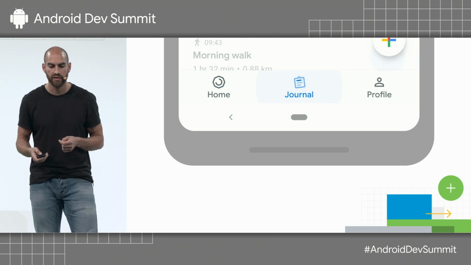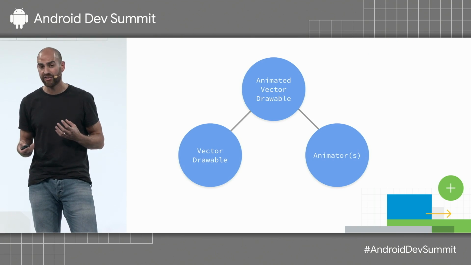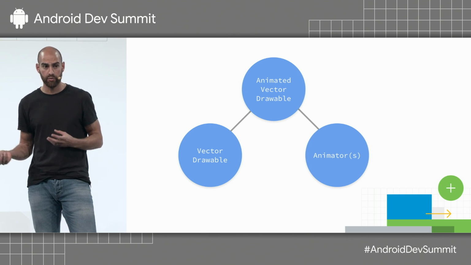Thank you very much. Next up, we've got animated vector drawable. So these are great for doing vector graphic animations like these wonderful little icons you see in the new Google Fit application. Animated vector drawable is actually a very thin wrapper around 2 more powerful things.